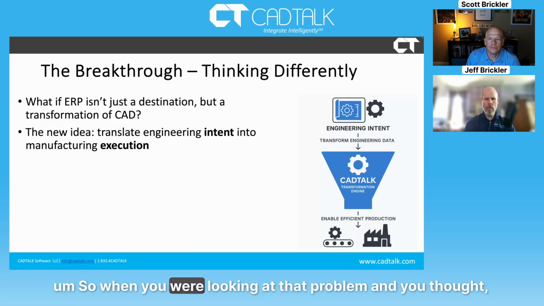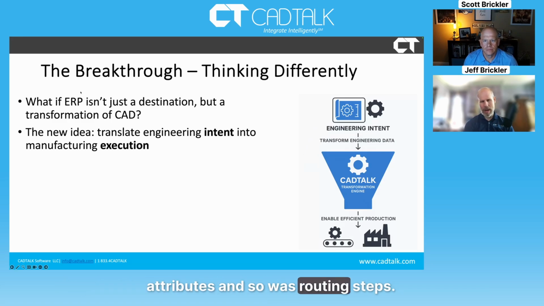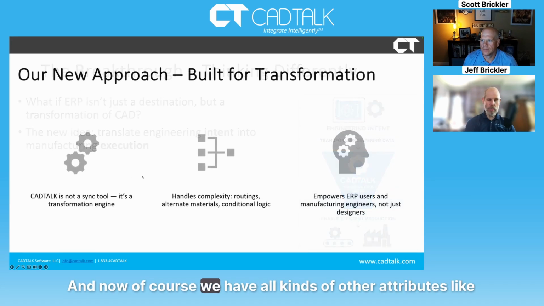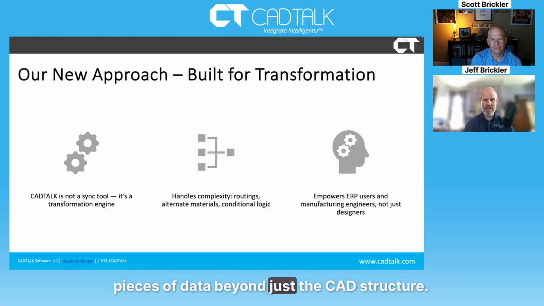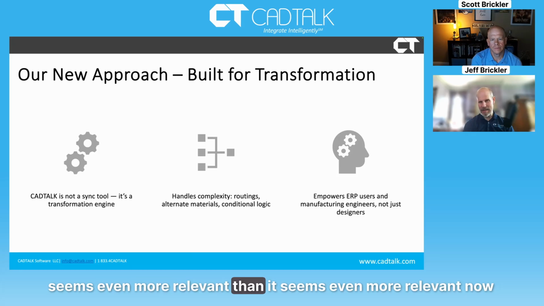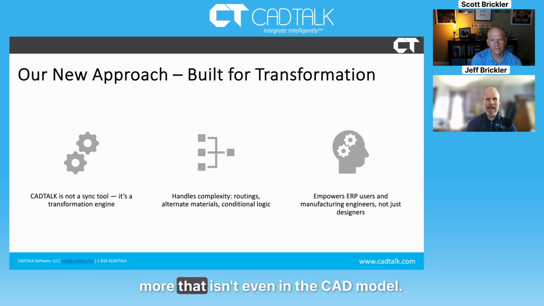So when you were looking at that problem and you thought, okay, I've got to go beyond this, raw material was one of those attributes, and so was routing steps. Now of course we have all kinds of other attributes, like documents and steps and revisions and all kinds of other pieces of data beyond just this CAD structure. So it seems even more relevant now than it was maybe when you first did it, because there's so much more that isn't even in the CAD model. Right, and it shouldn't be.